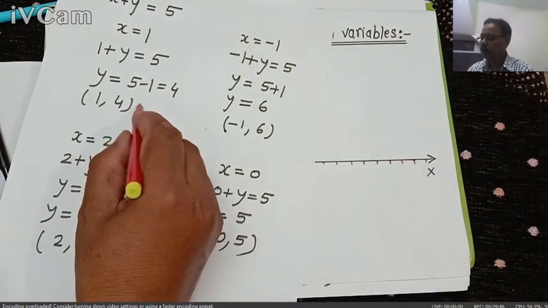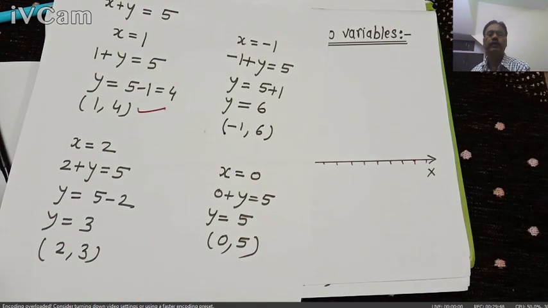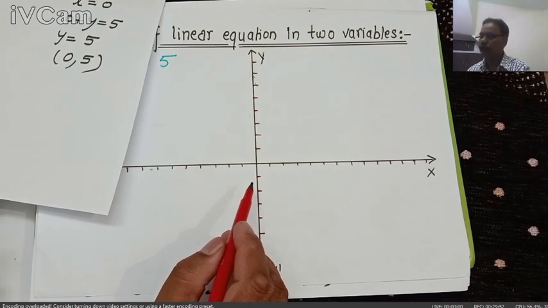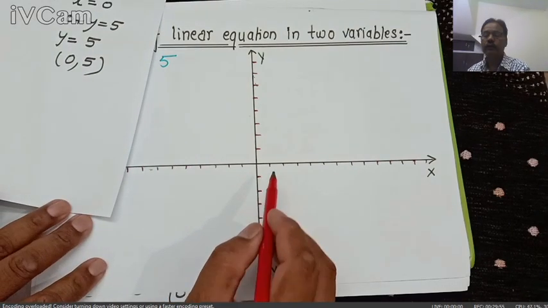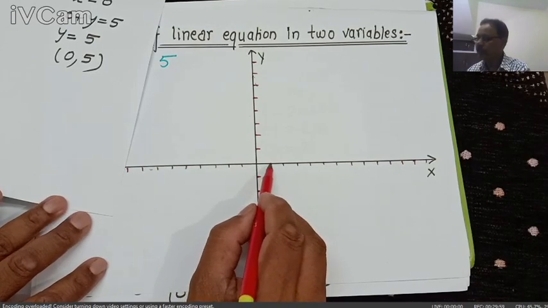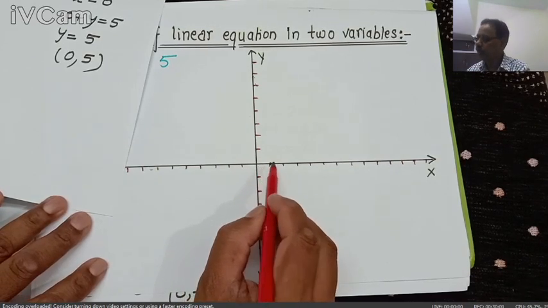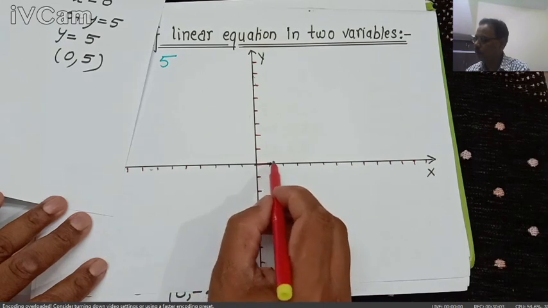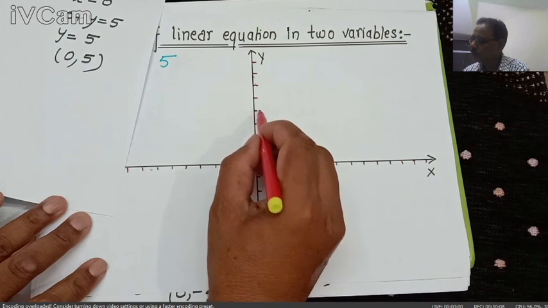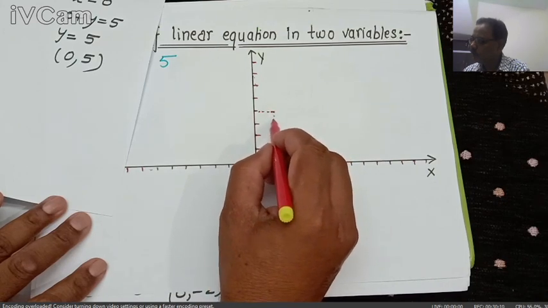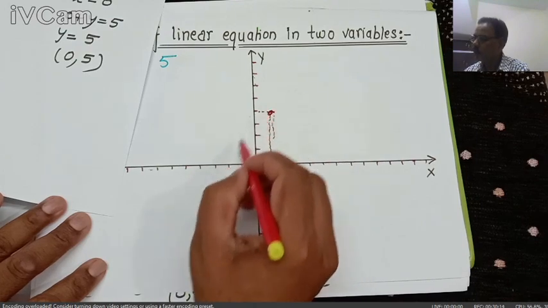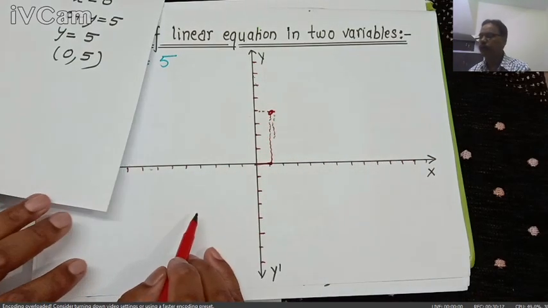First we are going to plot (1, 4) on the graph paper. Understand? Now (1, 4) means 1 on the x-axis and 4 on the y-axis, to the positive side. 1, 2, 3, 4. So this will be the point (1, 4).